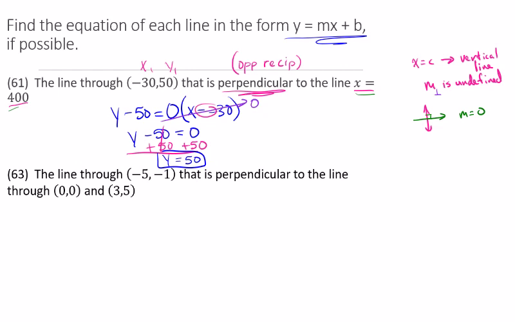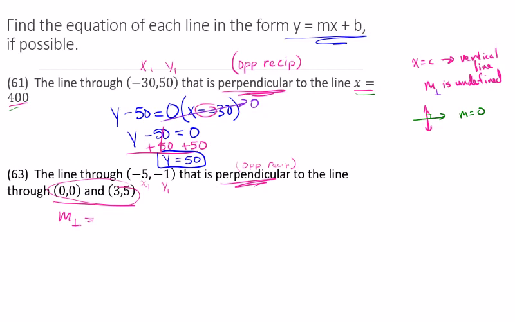All right, so number 63, I want the line through negative 5, negative 1. So this is our x1, y1. That's perpendicular to, so opposite reciprocals, right? Change the sign and flip it. Opposite recip means change the sign and flip. Just came up with that rhyme myself. So we want to have it perpendicular to this line. What we have to do is find the slope of this right here, and that'll give us the perpendicular slope. And then we can change the sign and flip it.